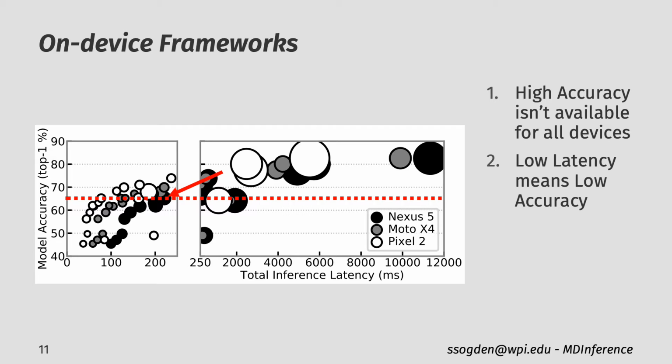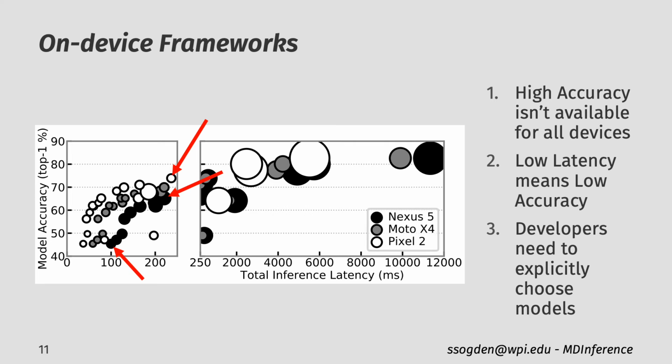The horizontal line marks the accuracy of the most accurate model we can use on our Nexus 5 within our 250 millisecond time constraint, which is about 10% less accurate than the best available model for our Pixel 2, and 20% lower than our most accurate available model. Finally, while having a wide range of available models is helpful, it requires the developer to choose the appropriate model either on a device-by-device basis or for all devices at once.